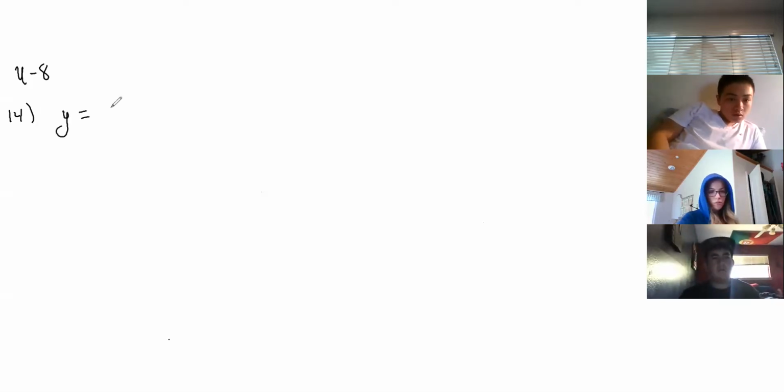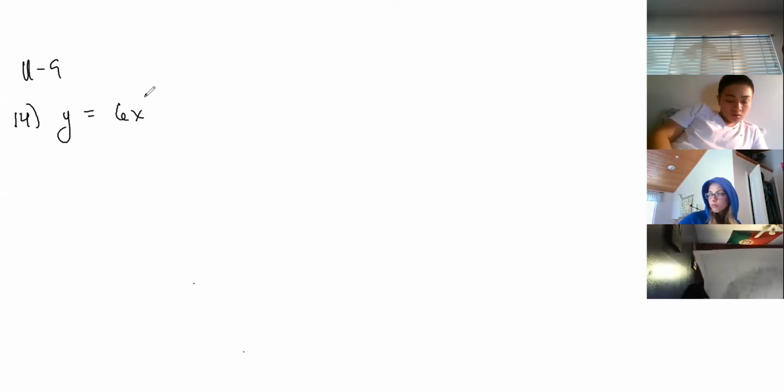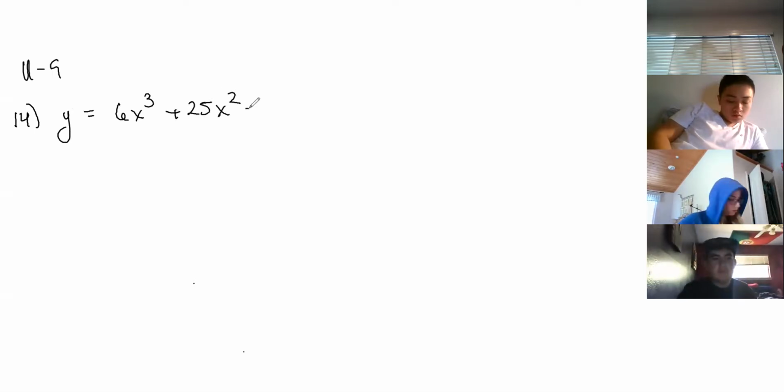Okay, so this is on the one. Unit 8, it only said to go to 13. Oh, I meant to say unit 9, I'm sorry. I'm on unit 9. Okay, unit 9, number 14: y equals 6x to the third plus 25x squared. I know you meant unit 9, I just wrote it down wrong. This is the right one you wanted, correct?